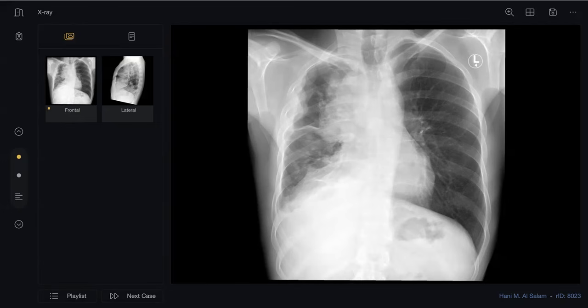The left hilum is clear. The left lung field is also clear. The left costophrenic angle is normal. I can't see any bony lesion.